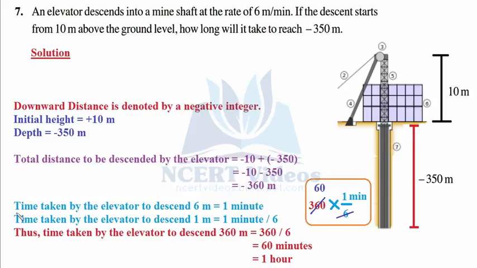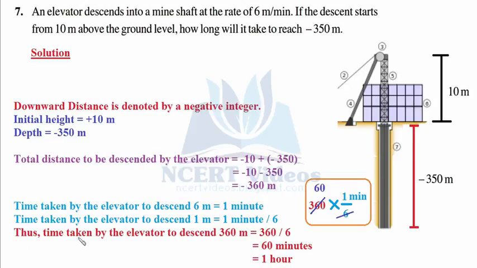Time taken by the elevator to descend 6 meter is 1 minute. It is saying it takes 1 minute by the elevator to move a distance of 6 meter. In 1 minute it will move 6 meter. In another minute it will move next 6 meter. So it means in 2 minutes it will move 12 meters. This is what it means. Now time taken by elevator to descend 1 meter. It will be 1 minute by 6. This is unitary method. You have learnt it in your previous classes.